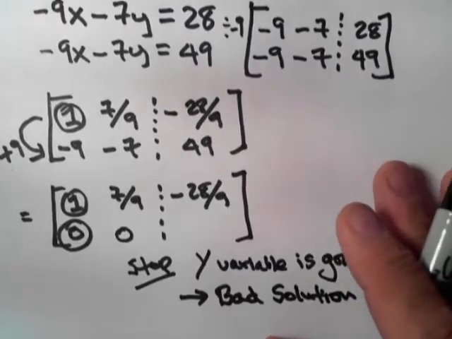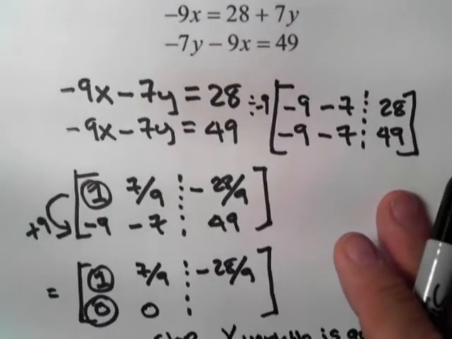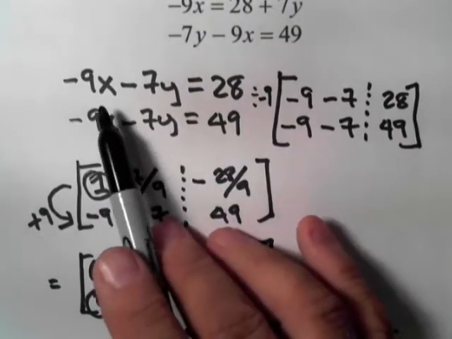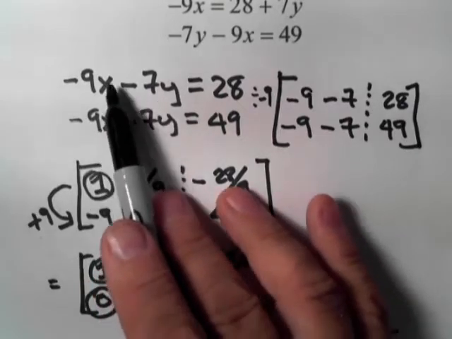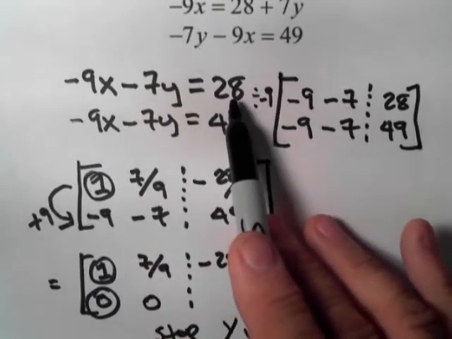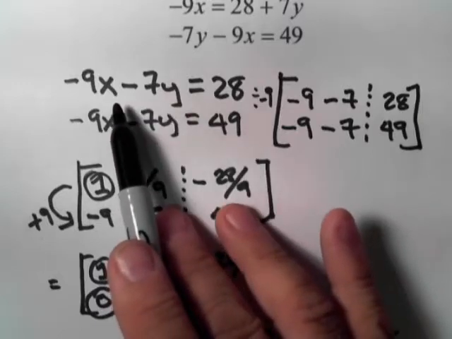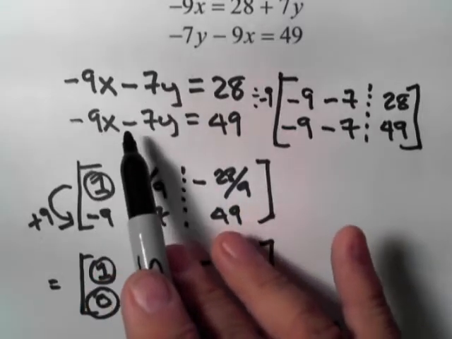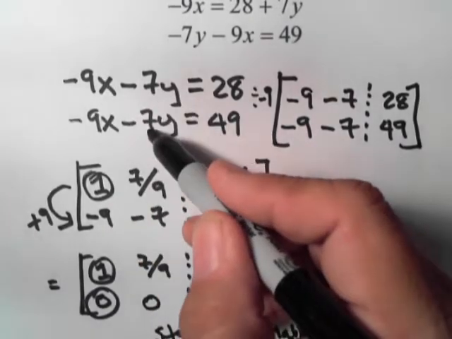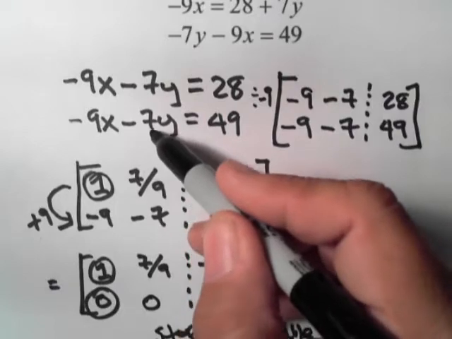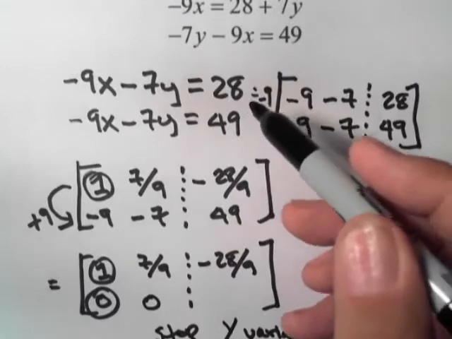Well, you might have noticed that back at the beginning up here. I didn't say anything, but you might have seen it. Remember up here when we cleaned these up? Negative 9x minus 7y, negative 9x minus 7y. These are exactly the same. But they've got different numbers over on the right. Since the variables match here, you can multiply this one by 1, get this, multiply this one by 1 and get this. That means the slopes are the same. And when you have the slopes the same, you've got one of the bad cases.